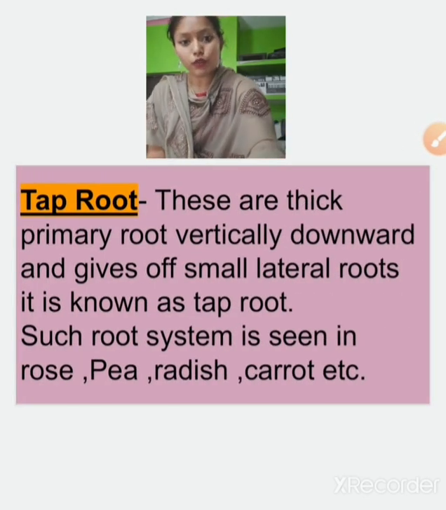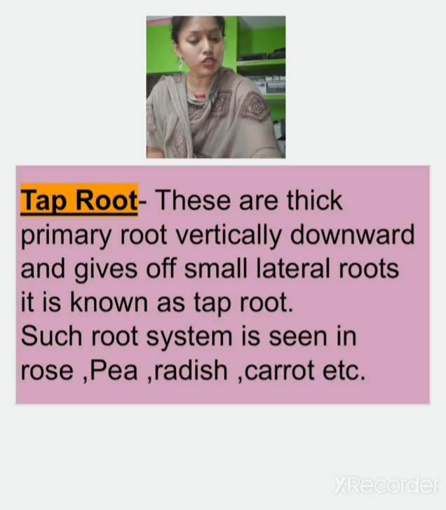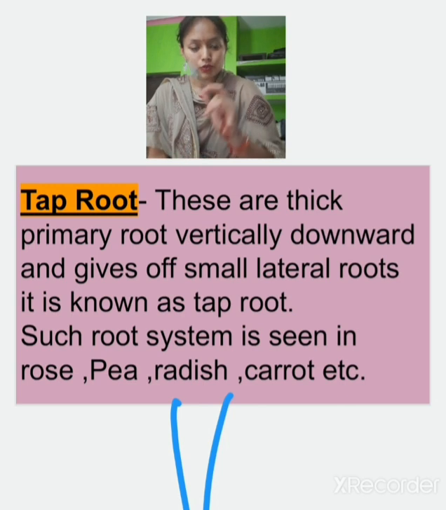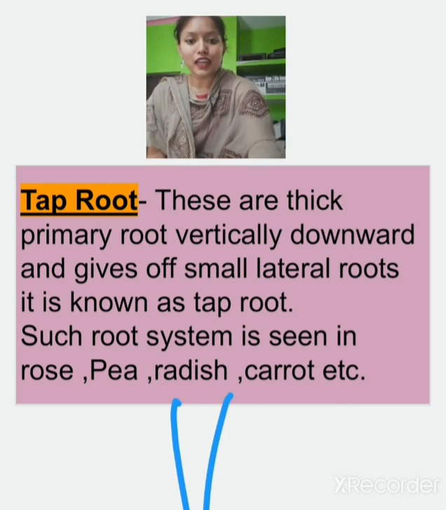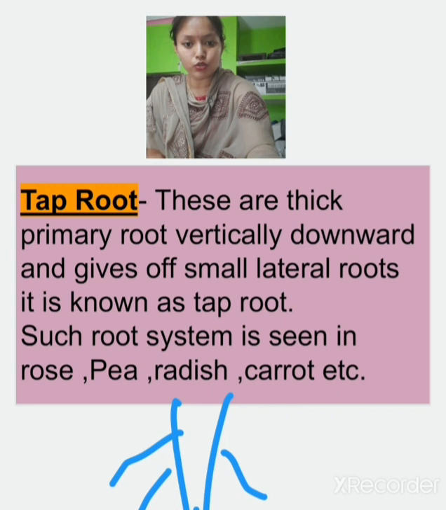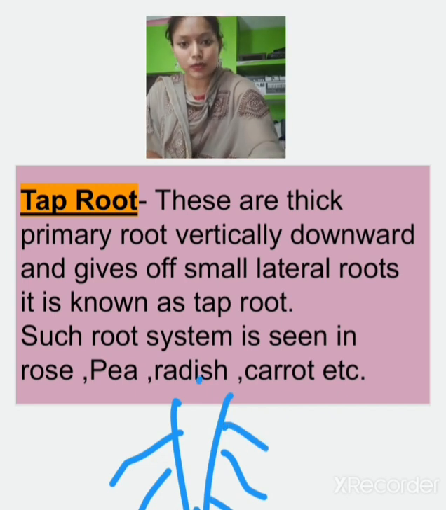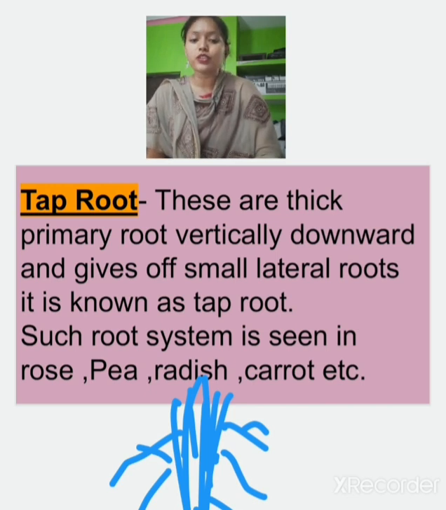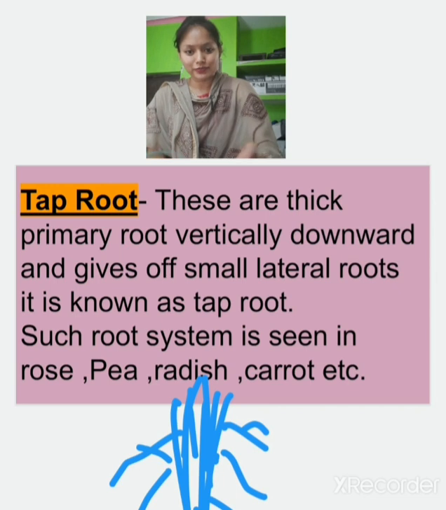So what are taproots? Taproots are roots that look conical in shape, or we can say they have one main root, and the others are the primary roots. Others are secondary. This one is the main root, and these are lateral roots, and the main root is the center one. These types of roots are known as taproot. Examples of plants having taproot are rose, pea, radish, carrot, and many more.